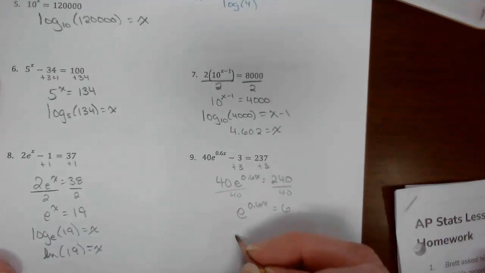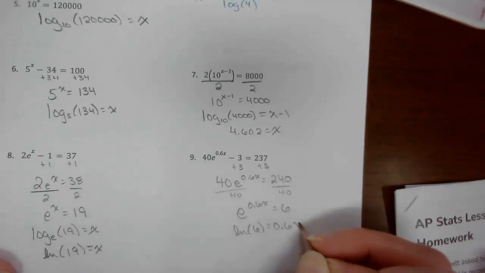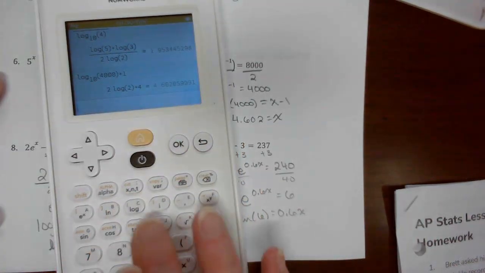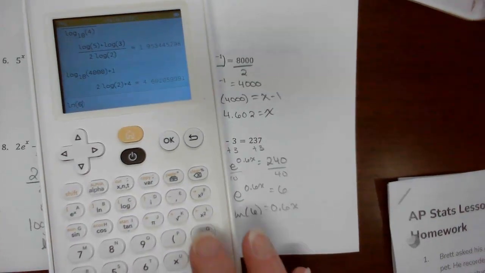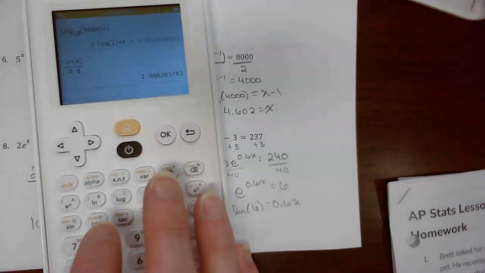So that would be ln of 6 equals 0.6x. We would have to find ln of 6 and then divide that by the coefficient of x.